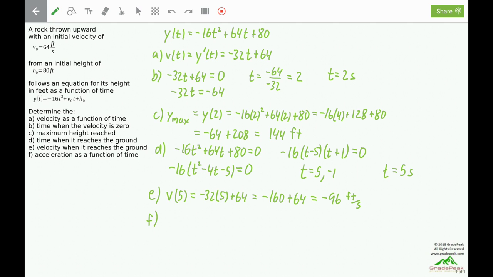And then part F, we want the acceleration as a function of time. The acceleration is the derivative of the velocity, which itself was a derivative of the position. Therefore, we have the second derivative of the position. We have the velocity function in part A, so if we take the derivative of that, the first term is a constant times t. The derivative will be the constant, negative 32. The second term is a constant with no t. The derivative will be a 0. The units for acceleration are going to be the length, units of feet, over the time units squared, so feet per second squared. Negative 32 feet per second squared.